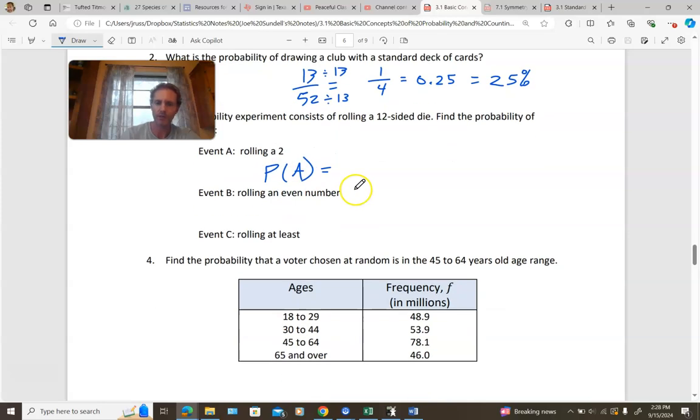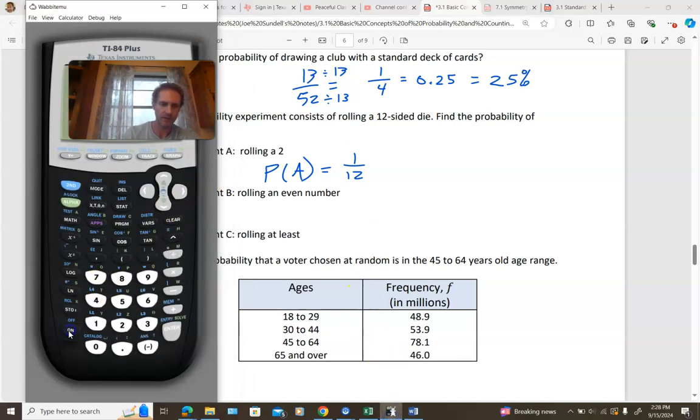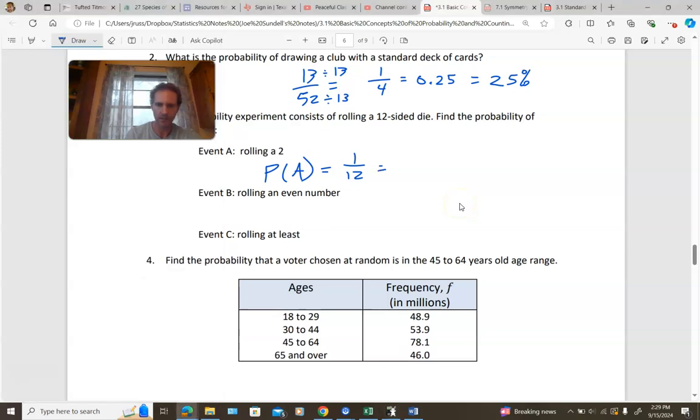So the probability of rolling a 2, well, there's only one 2 on a 12-sided die. It would go from 1, 2, 3, 4, 5, 6, all the way to 12. So 1 out of 12, because there are 12 sides. And let me express this as a decimal real quick. 1 divided by 12 is 0.083333 forever. So I might just round this to 3 decimal places right here.